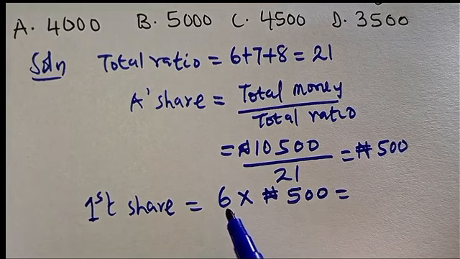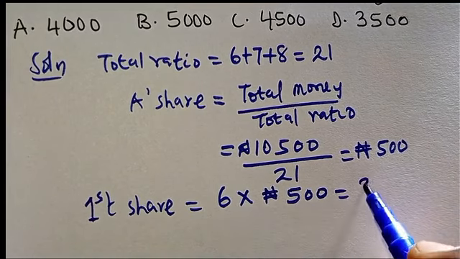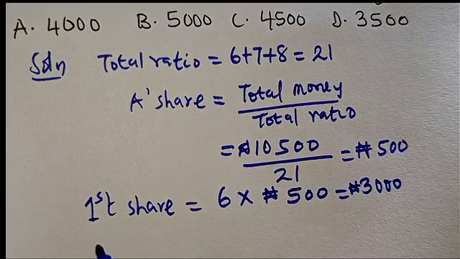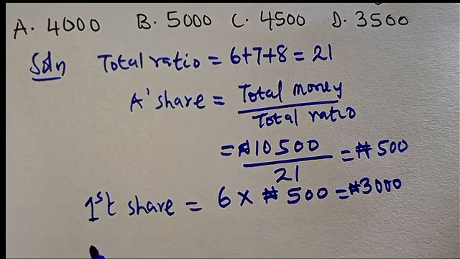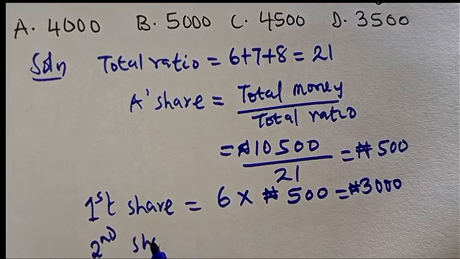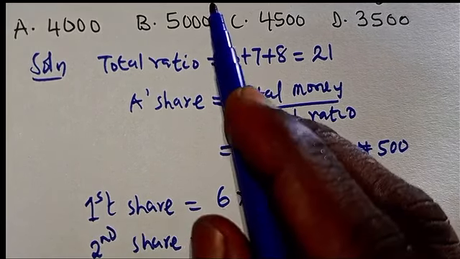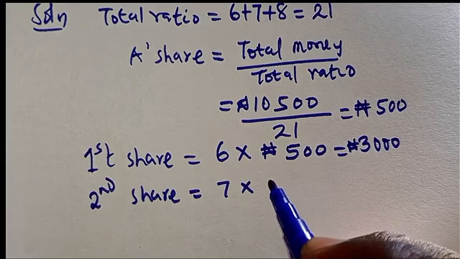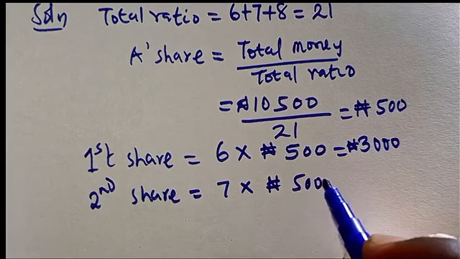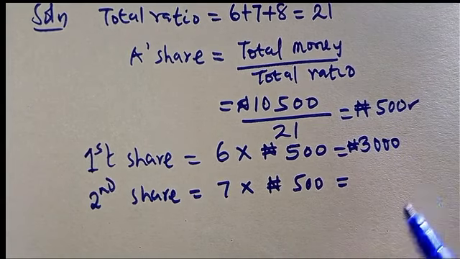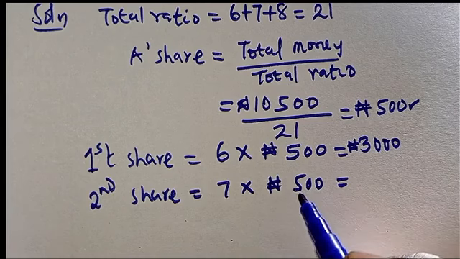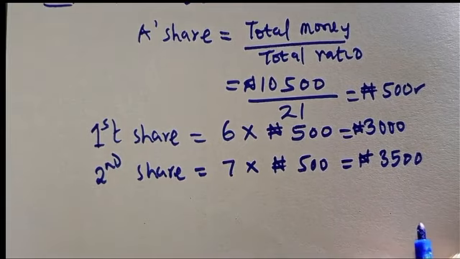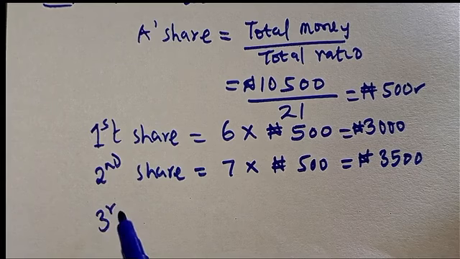So we're going to be having this to be 6 times 5, that will be 3,000 naira. So now we have the second share, which will be the second ratio, which is 7. So this will be 7 multiplied by 500 naira, which is the share that we got here. So we're going to have 7 times this, which is going to be 3,500 naira.